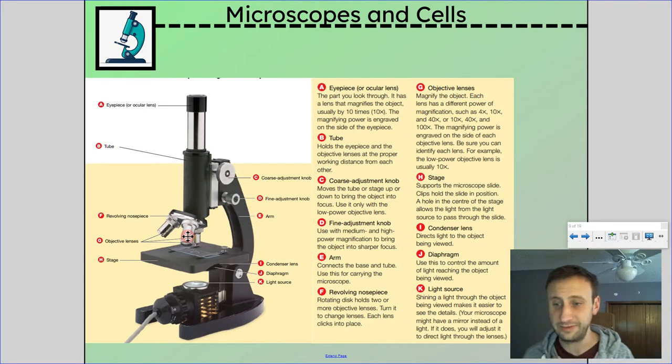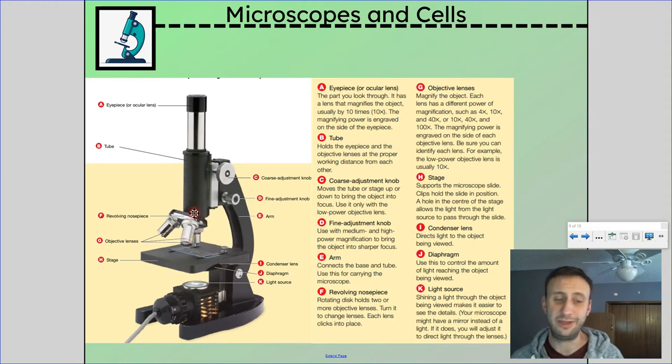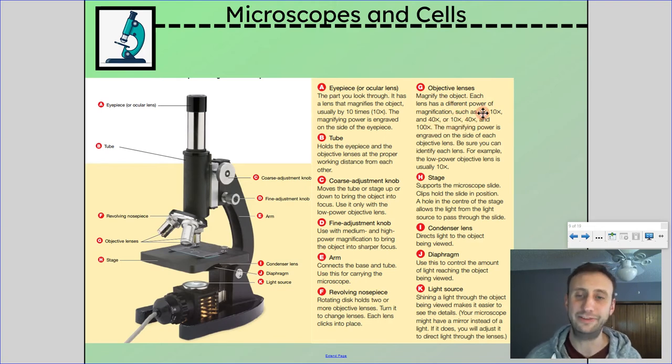Sometimes there's a fourth lens that's 50 times. That would be an oil immersion lens, or maybe even higher. But yeah, kind of neat. That's a revolving nose piece. We've already talked about objective lenses. Those are different magnifications, and that's how we change the magnifying power of the microscope, by selecting which one we're going to use.